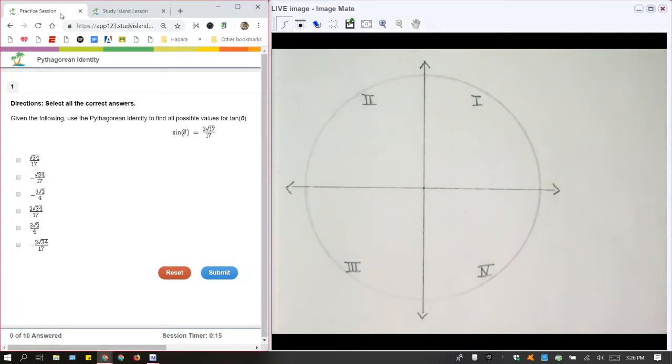This is on the topic Pythagorean identity on Study Island. Let's get started. One thing that you have to remember to do the problems that they're asking you to do for this is the following.